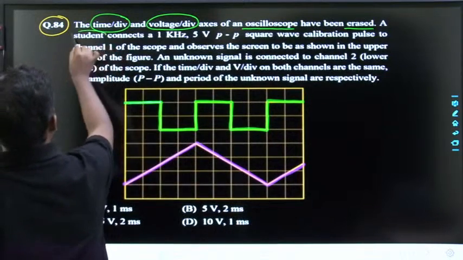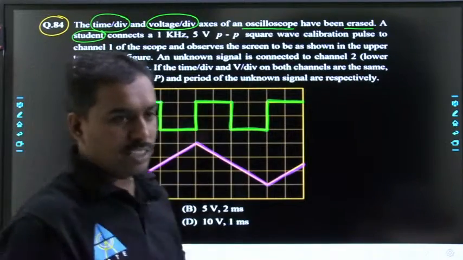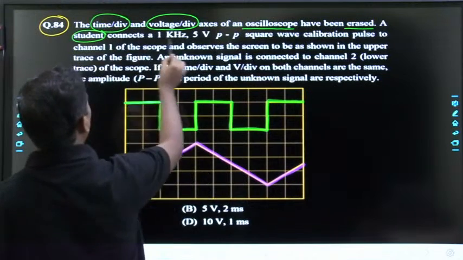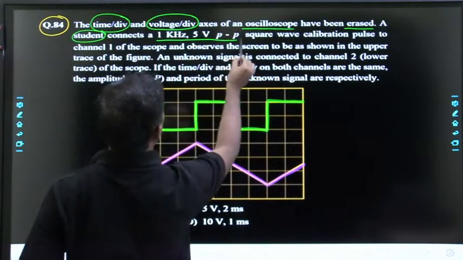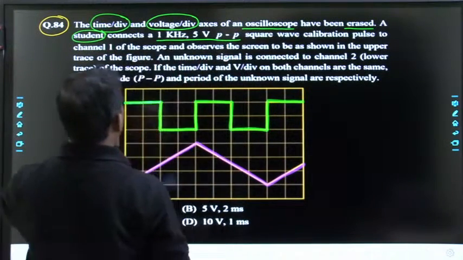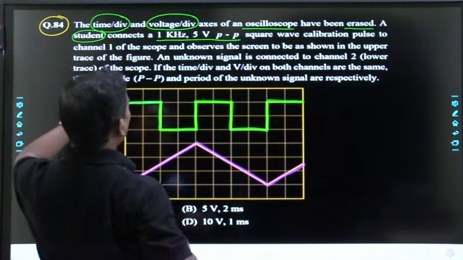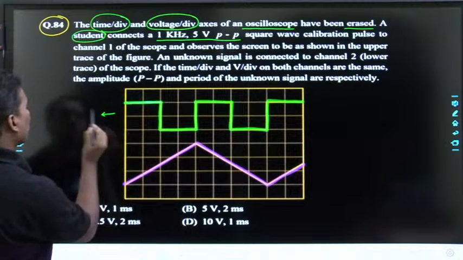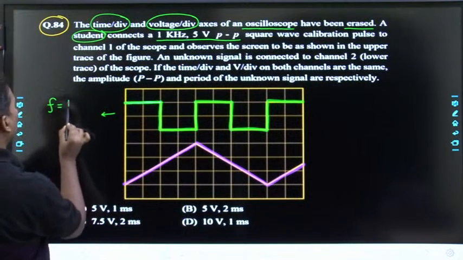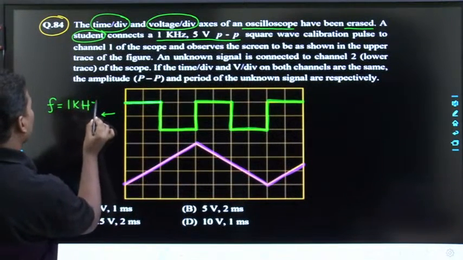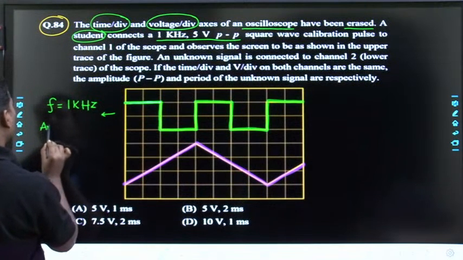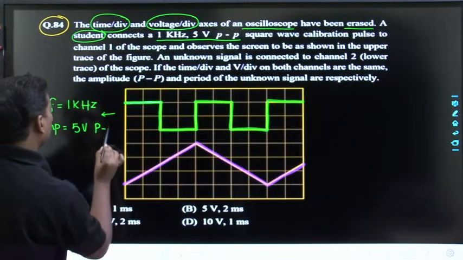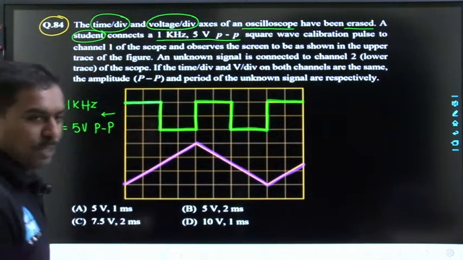A student, let us take the name of Ruchita, connects a 1 kilohertz, 5 volts peak to peak square wave. Okay? So what is the frequency of this? Frequency is equal to 1 kilohertz. And what is the amplitude? Amplitude is 5 volts peak to peak.